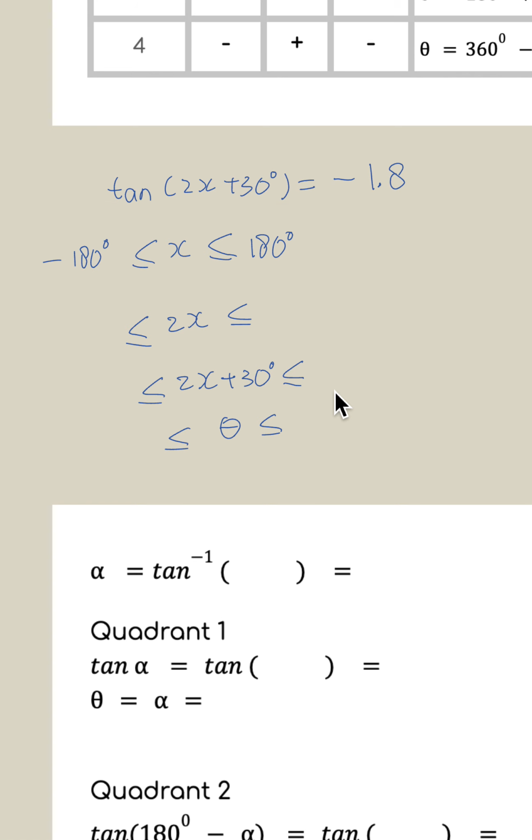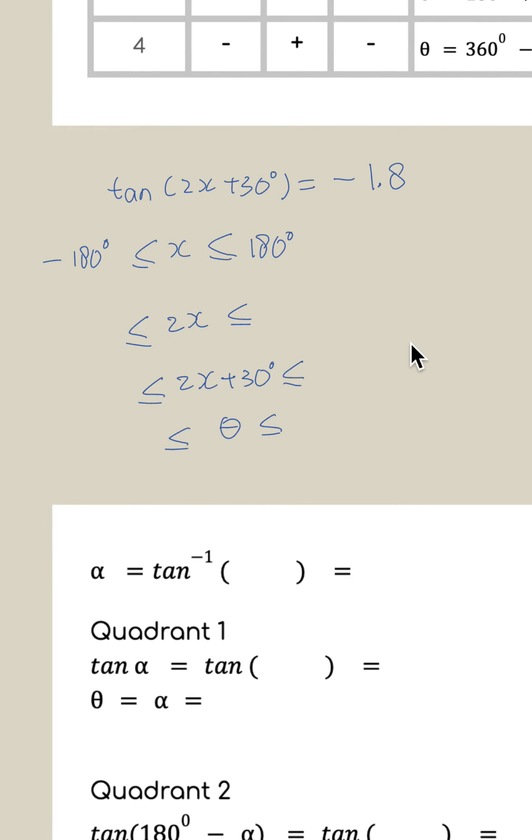the angle here is not one variable. Instead, it is a linear function, 2x plus 30 degrees. So what do we need to do? We need to convert it. We need to give a name to that angle. Let's say we call it theta.